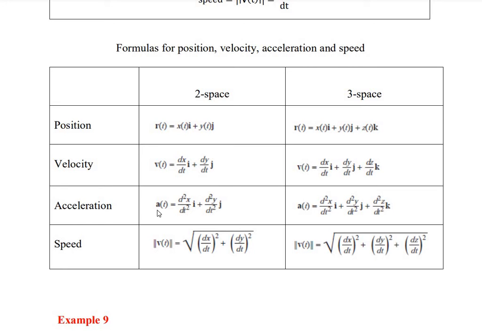Then acceleration. So vector a of t is equal to the second derivative of x with respect to t into i cap plus the second derivative of y with respect to t into j cap. And similarly in the case of 3 space we can write vector a of t. Then what about speed? Speed is the norm of vector v of t, which is equal to root of dx by dt the whole square plus dy by dt the whole square. Similarly for speed in the case of 3 space.